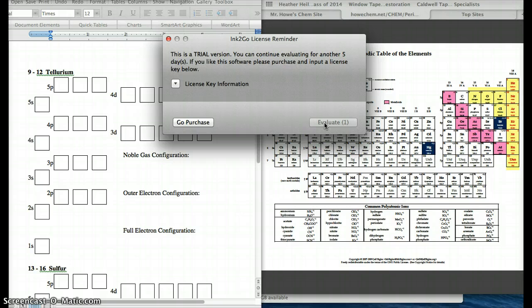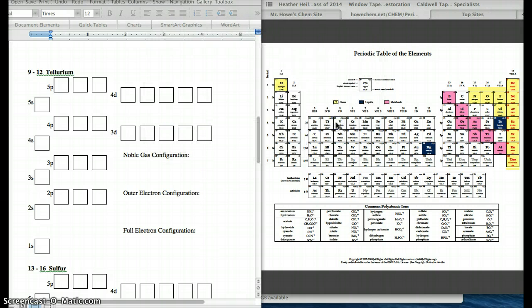Hello everyone, we're going to go through one of the electron configurations. They all work the same way, so I'm only going to do one. And then we'll talk about the last page of this little quiz. So we're starting with tellurium, which is one of the more complicated ones.